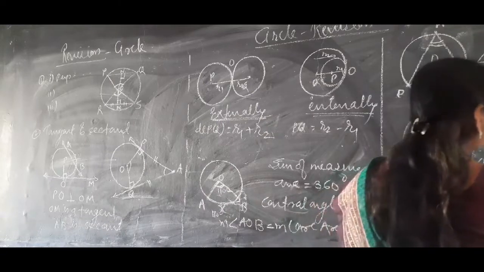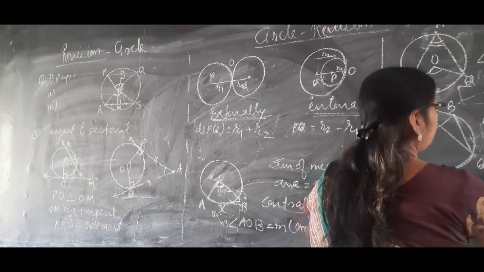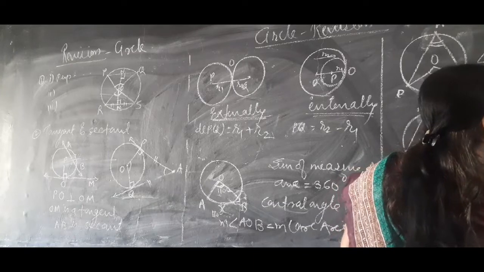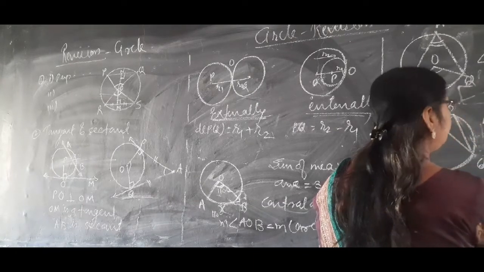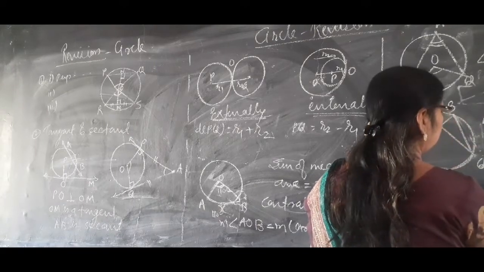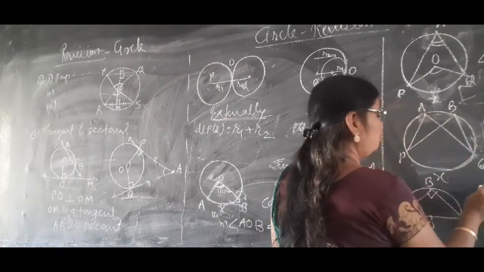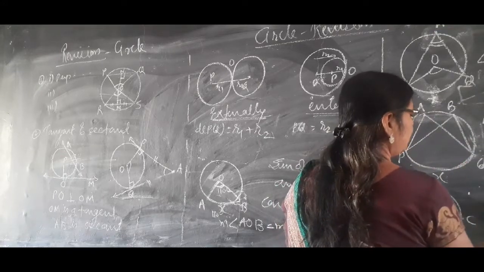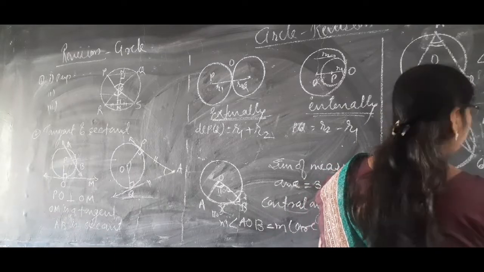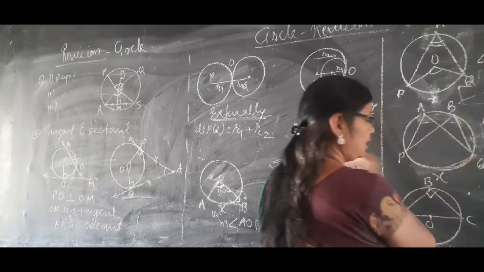Now next is the angle inscribed in the same arc. Now see here, angle PAQ and angle PBQ are inscribed, intersected by the same arc PXQ. Therefore, if they are intersected by the same arc, then angle PAQ is equal to angle PBQ. These both angles are congruent. These both angles are inscribed in the same arc.